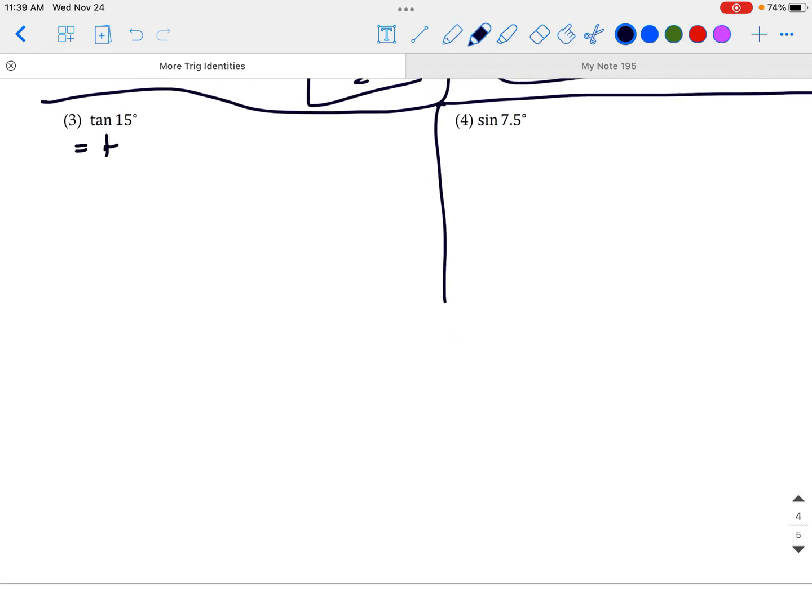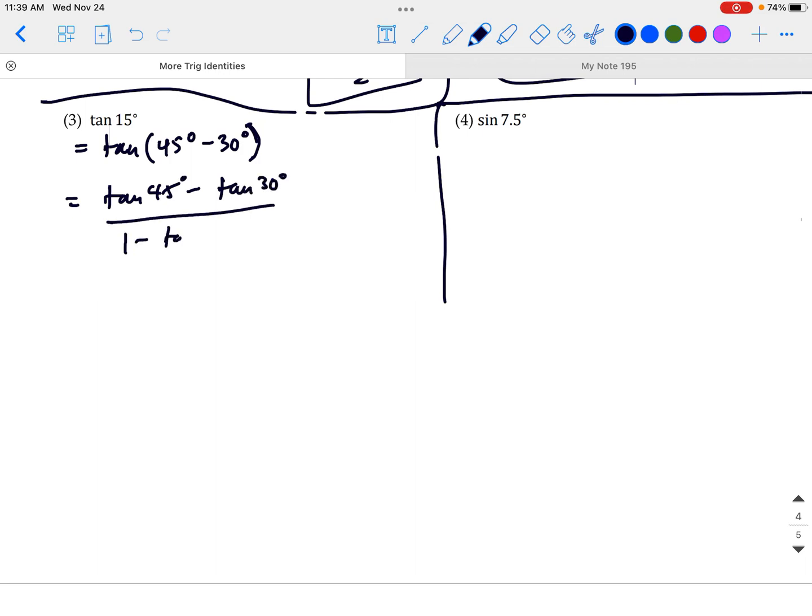For the tangent, I would use the sum or difference identities here. So I do maybe 45 minus 30, or 60 minus 45. Right, some first quadrant measurements would probably be best. So let's do the 45 minus 30. So we'll get tangent 45 minus tangent of 30 degrees all over 1 minus tangent 45 times tangent of 30.